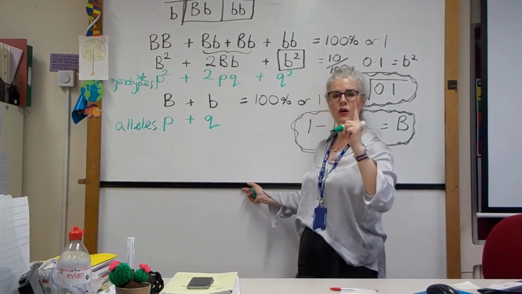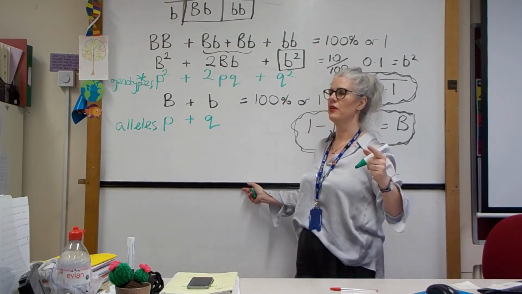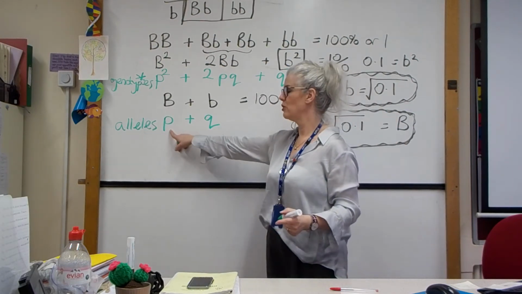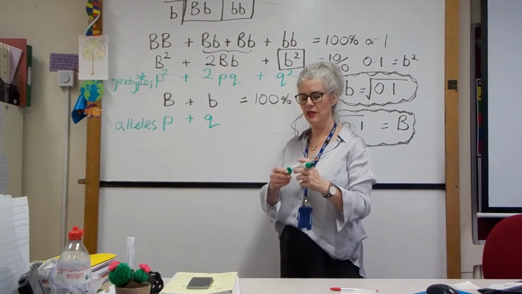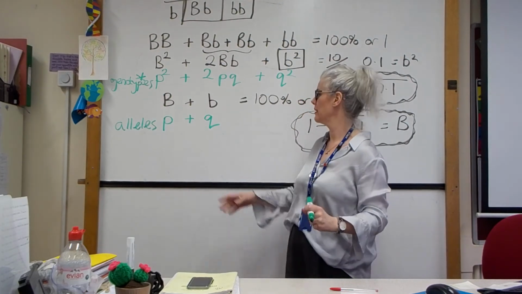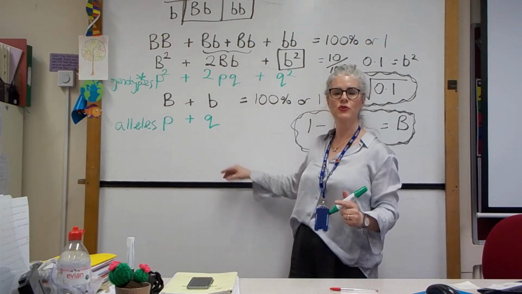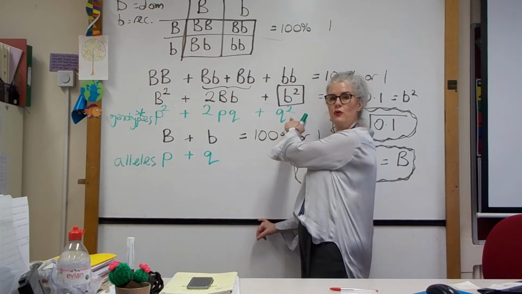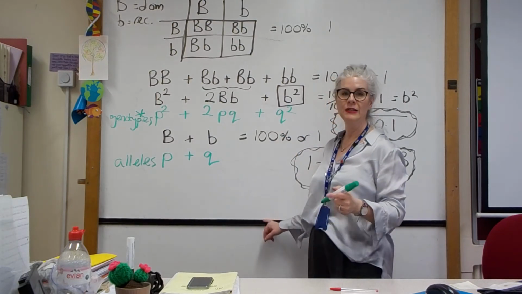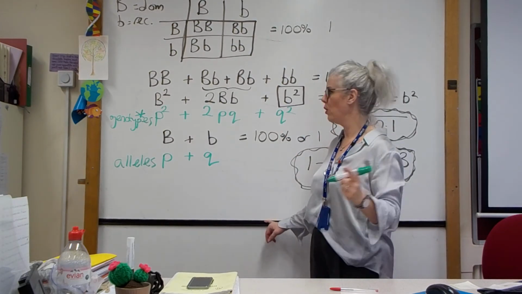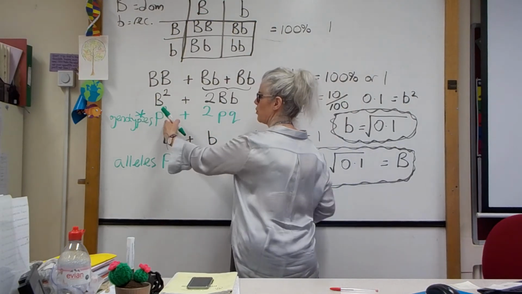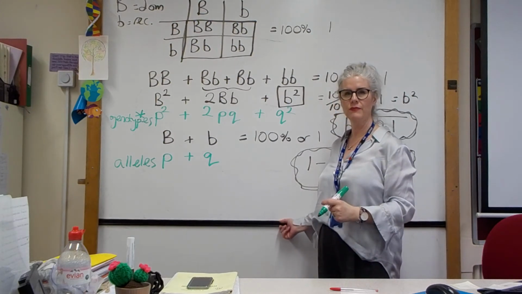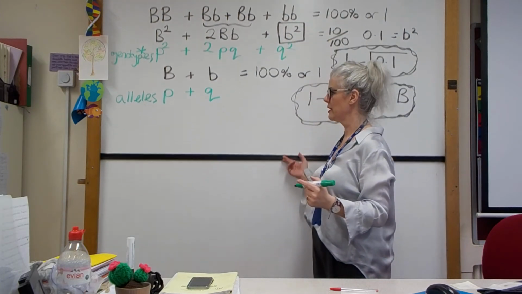Okay? So if you've got the frequency of the dominant tall allele, you are looking for p. If you want the frequency of the recessive dwarf allele, you're looking for q. If you want to know how many plants are dwarf, you're looking for q squared. If you want to know how many are tall, it would be both of the others, because you've got the homozygous dominants and the heterozygotes. Okay? Right, so let's have a quick look at an example.